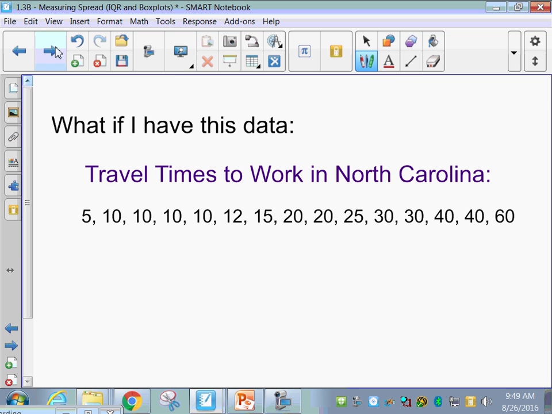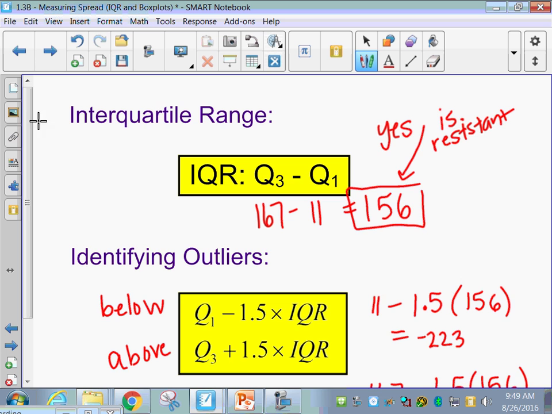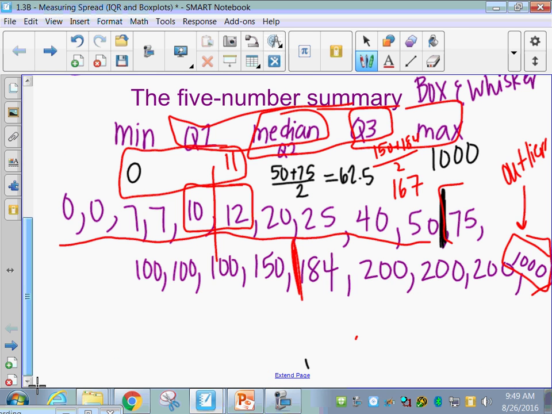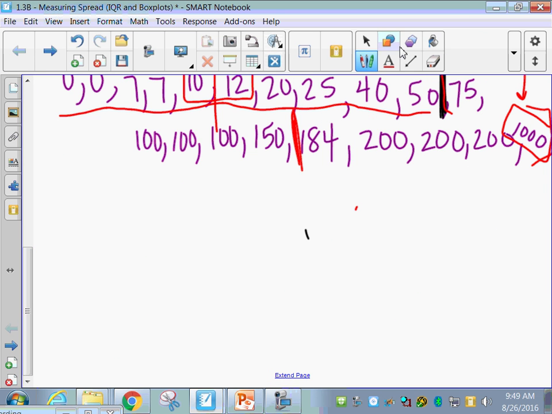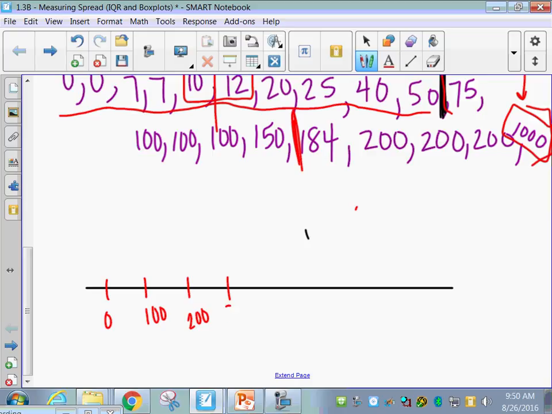Let's go ahead and do a box and whisker, because we didn't do that yet. Now that we know we have an outlier, we can draw our box and whisker. So let's do a number line. We need to go from our min to our max, so from 0 to 1,000. Maybe go by 100s. So we have 0, 100, 200, 300.